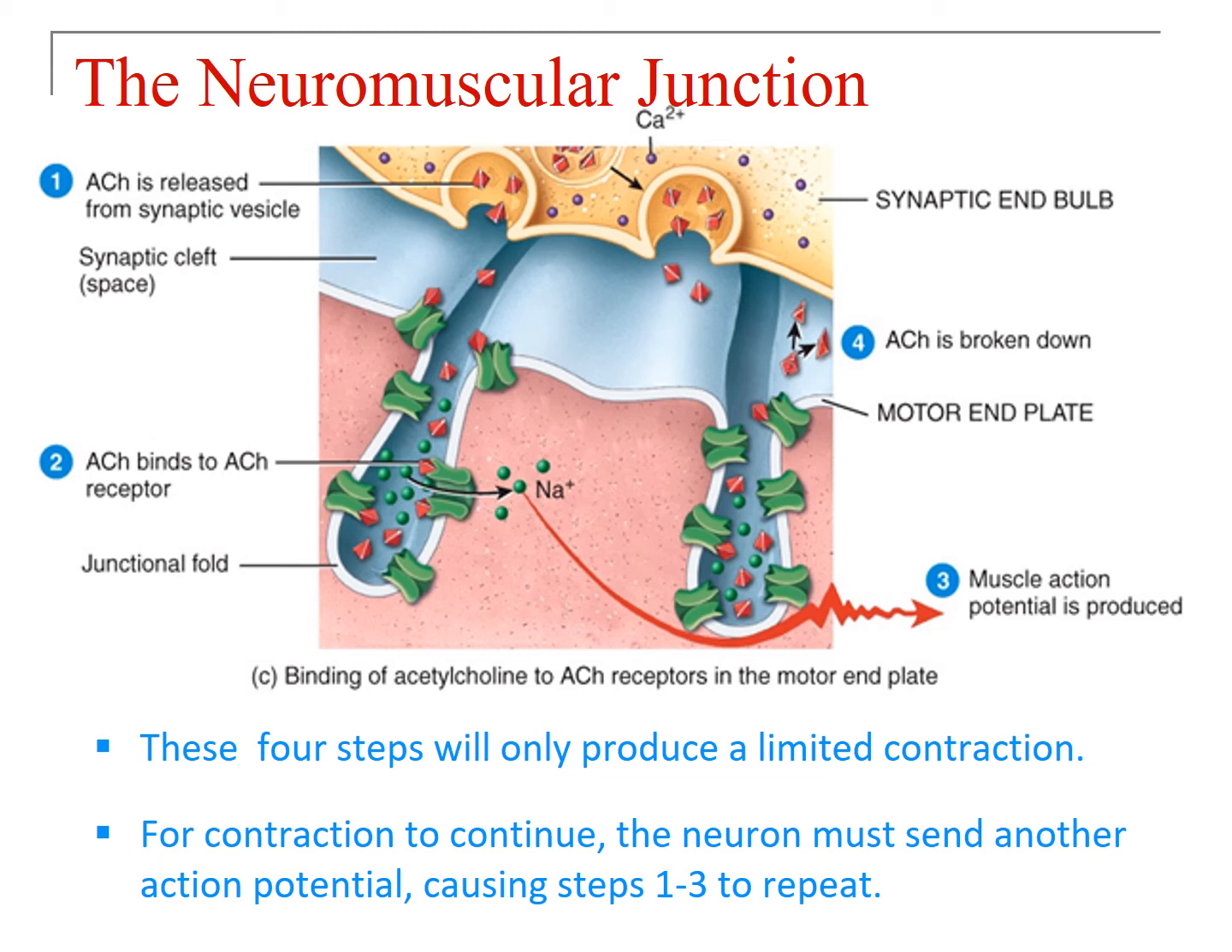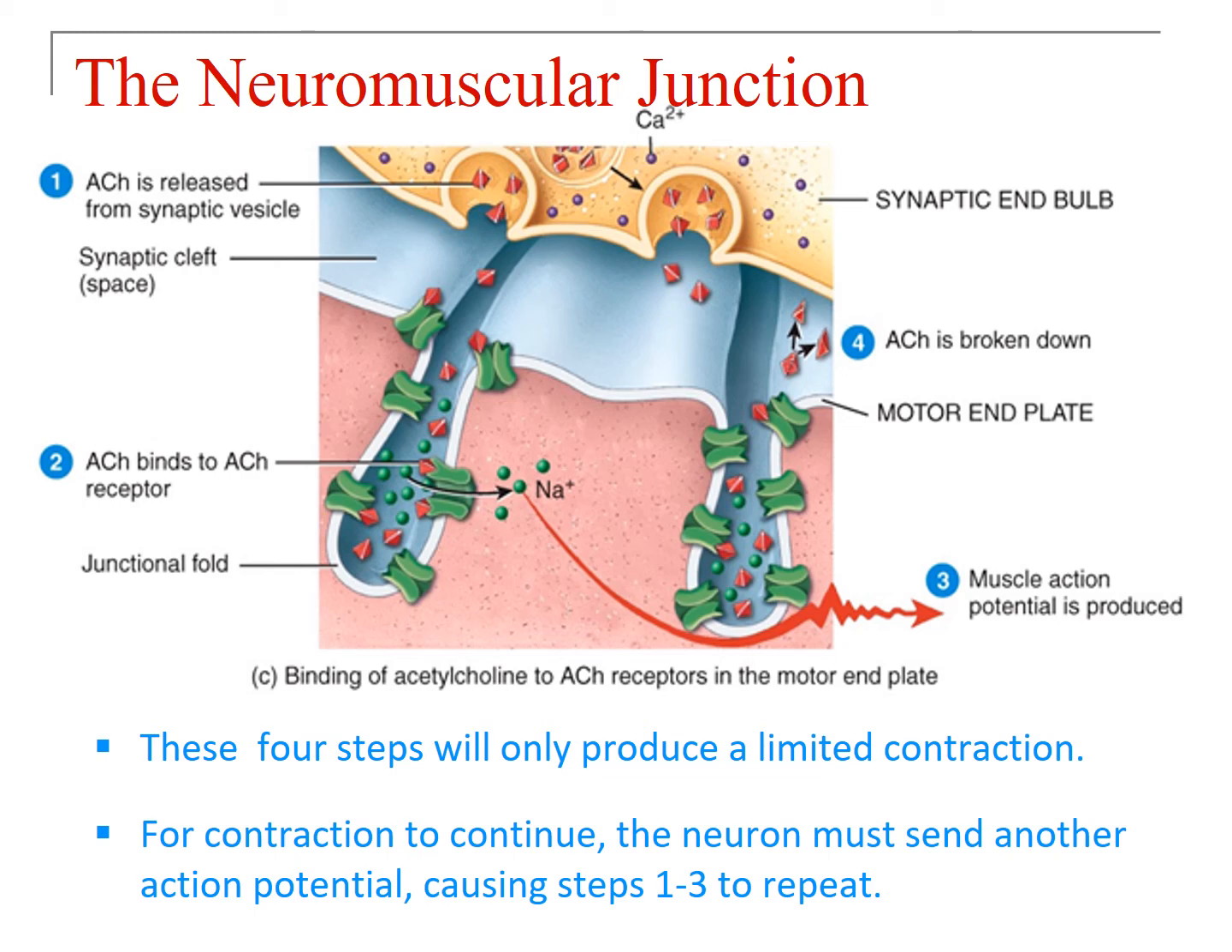Now, you don't want acetylcholine to remain attached to the acetylcholine receptors indefinitely. Otherwise, sodium would continue to stay in there, and you would continue to have action potentials on the skeletal muscle cell. So what happens next is that acetylcholine gets broken down. With acetylcholine getting broken down, these 4 steps only produce a limited contraction, something that's called a muscle twitch.